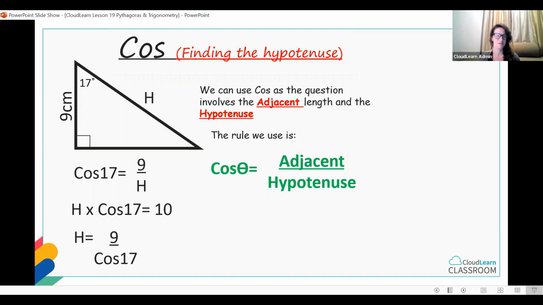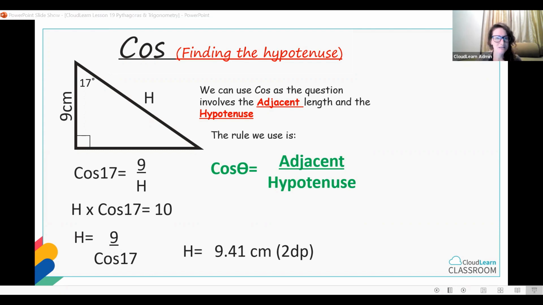So by keeping it as cos 17, it allows us to have a more exact answer for that value rather than having to round it, because it's an irrational number. It will go on forever, so we would have to round it at some point. You don't want to be writing out all those digits, so it's easier to write it as the ratio cos 17 and leave it there until the last minute when you type it into your calculator. 9 divided by cos 17, and that's equal to 9.41 centimeters. Okay.